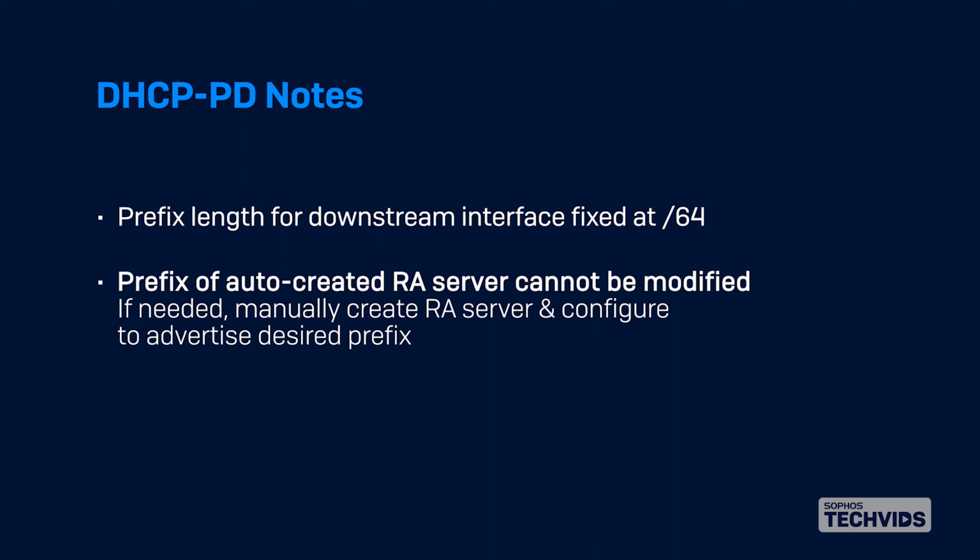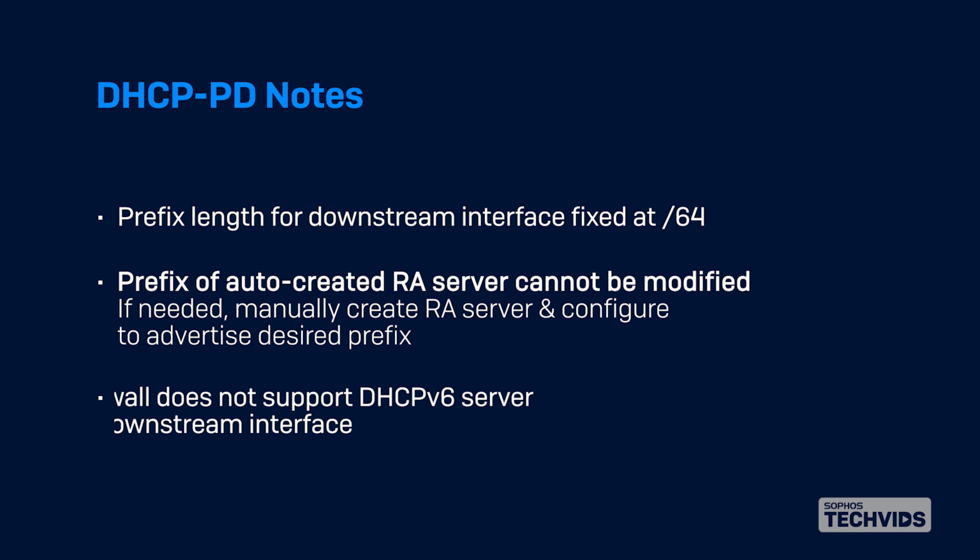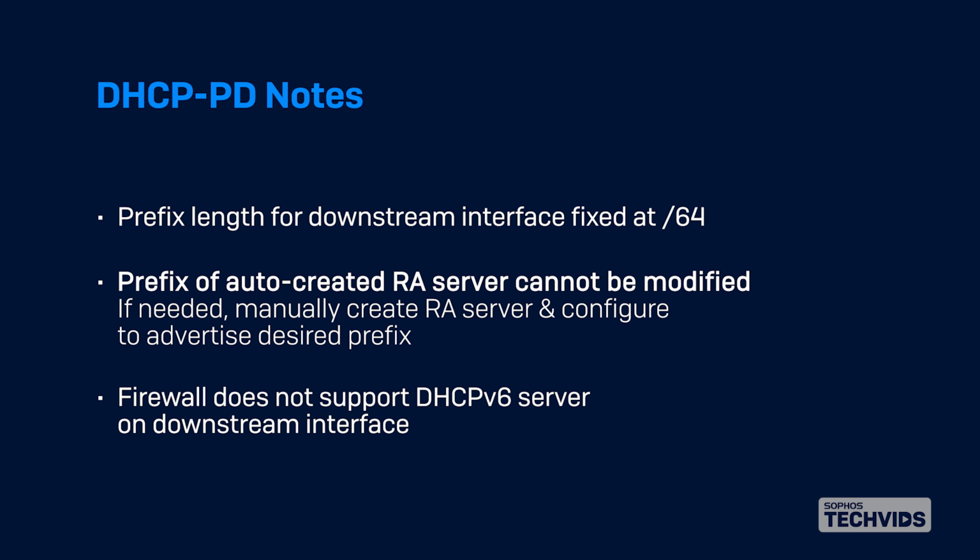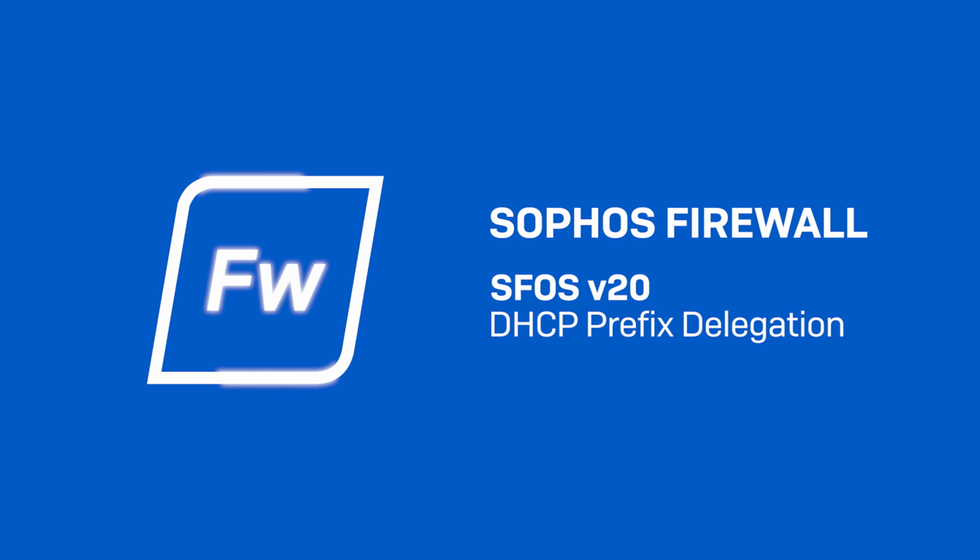In addition, you can't modify the prefix assigned to the auto-created RA server. If you wish to advertise an additional prefix, you can manually create an RA server and configure it to advertise the prefix of your choice. Lastly, the firewall currently does not support a DHCPv6 server on the downstream interface. So that concludes our overview of the DHCP prefix delegation feature in SFOS version 20.